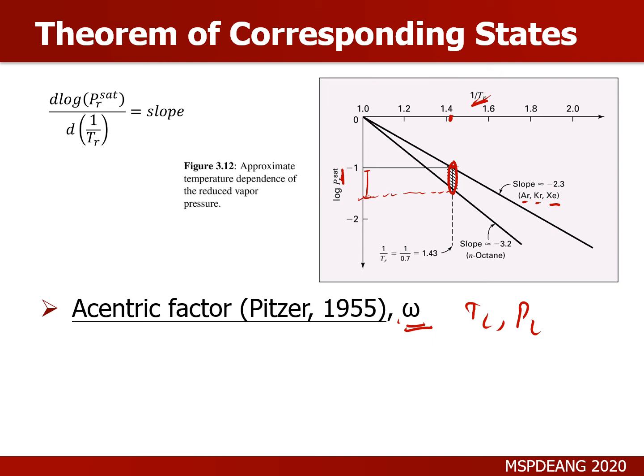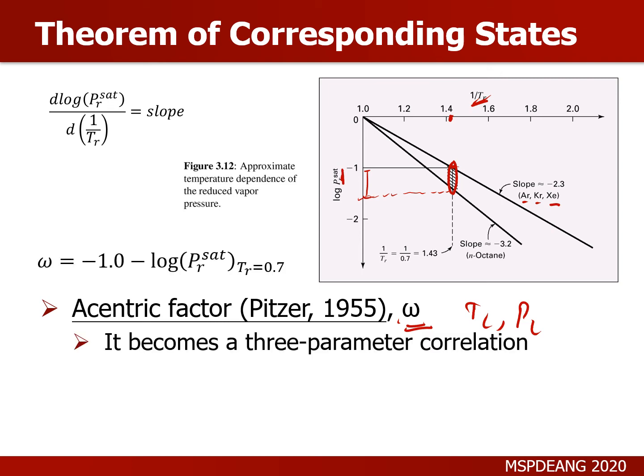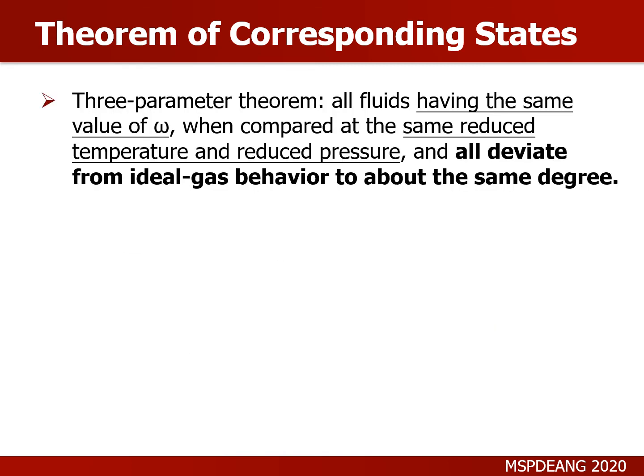So from here, you can now have a 3-parameter correlation. Okay, so the theorem of corresponding states can now be modified to include both the critical temperature, the critical pressure, and now your eccentric factor. So now your 3-parameter theorem should be revised to state that all fluids having the same value of the eccentric factor, when compared at the same reduced temperature and reduced pressure, should all deviate from ideal gas behavior to about the same degree.